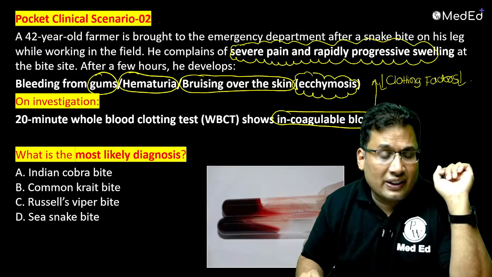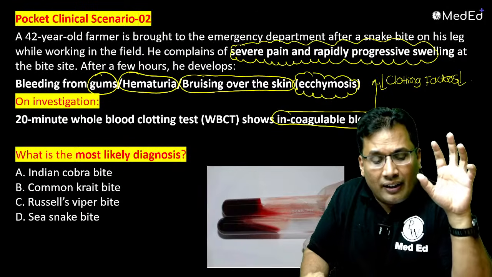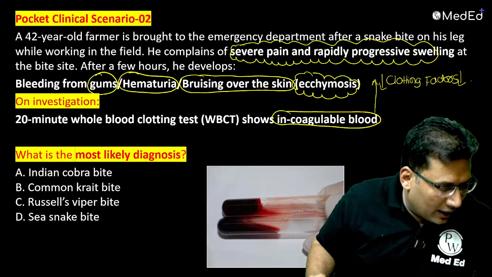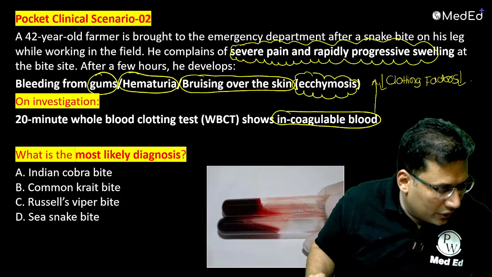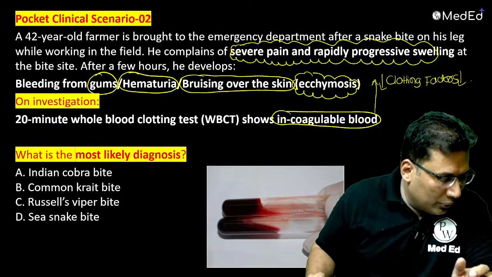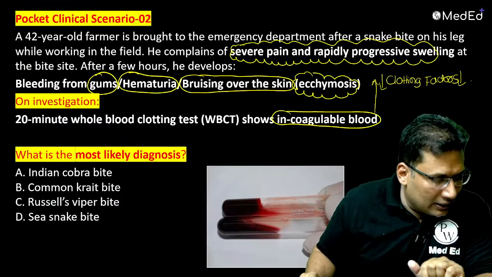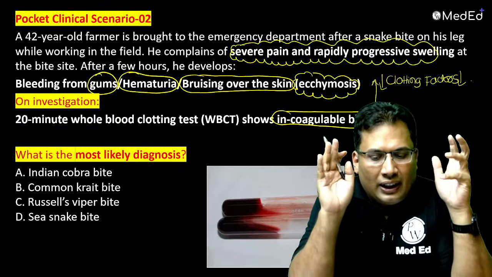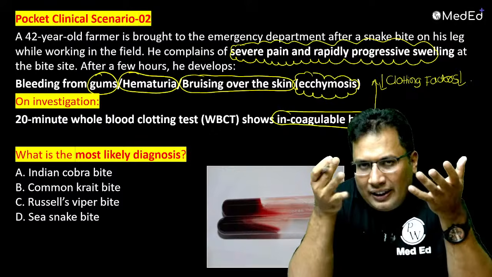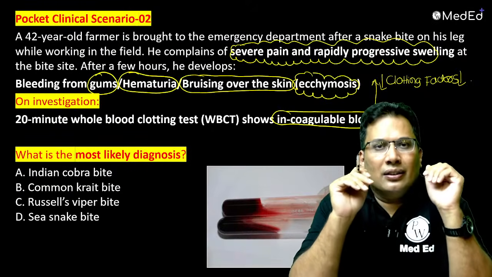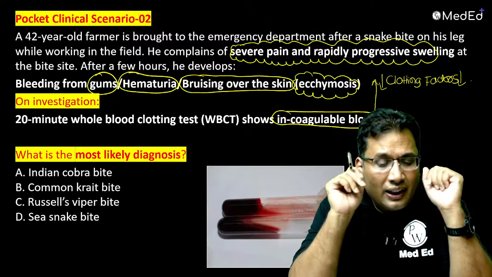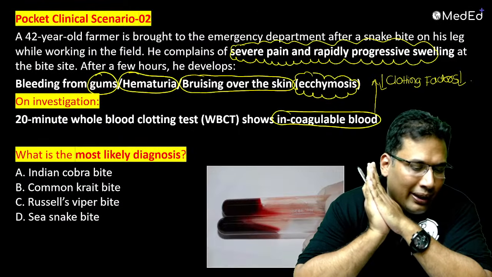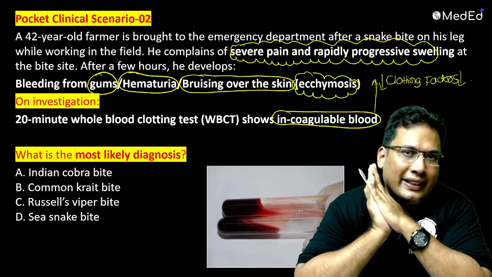Now the same four options are there. Indian cobra bite, common krait bite, Russell viper bite, sea snake bite. Try, all of you. Joshi and others, can identify. So the clues in the patient here: severe pain is there, rapidly progressive swelling, edema, bleeding gums, hematuria. So what is the most probable diagnosis? What could it be? Cobra bite or krait bite, Russell or sea snake?